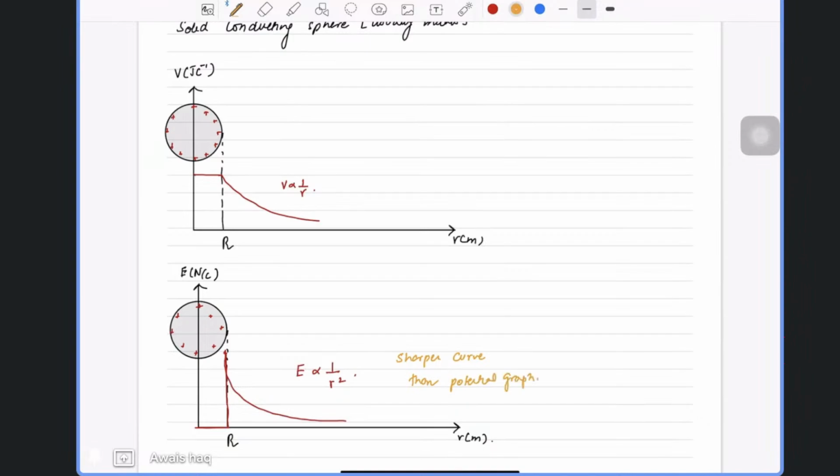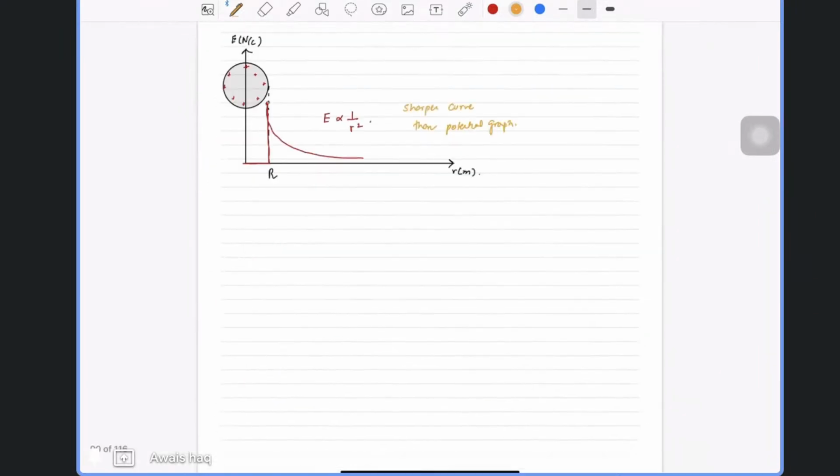All right, so this part comes a lot in your exam. So if you've drawn this, we'd like to go forward.